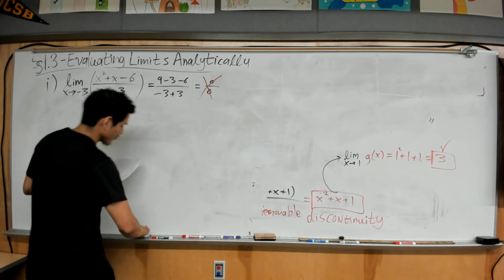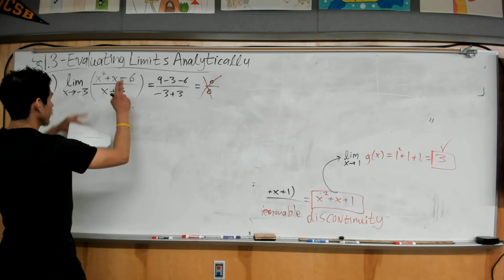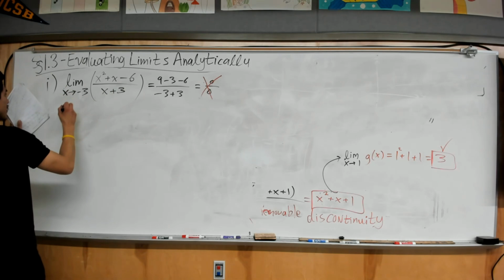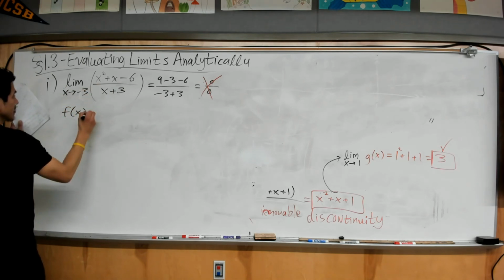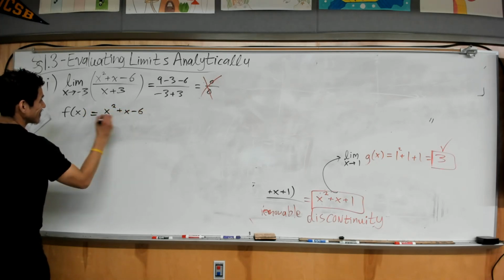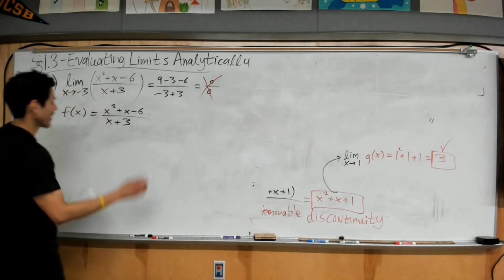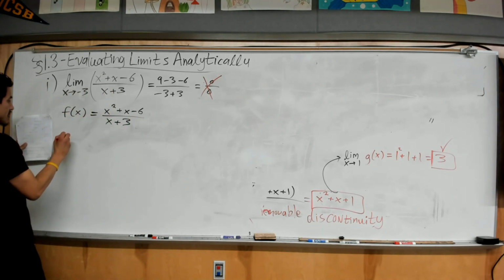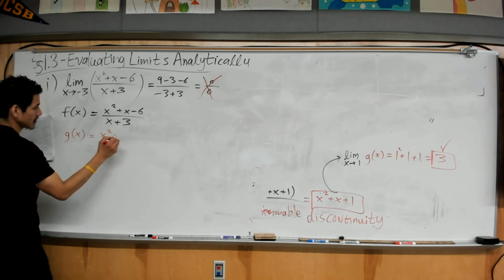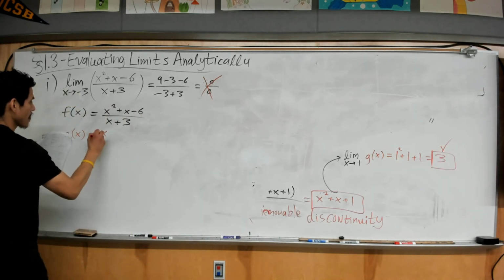Now, because you want to enhance your life, we use our technique of factoring. So let's make f of x equal to x squared plus x minus 6 over x plus 3. And we'll make g of x equal to x plus 3 times x minus 2.